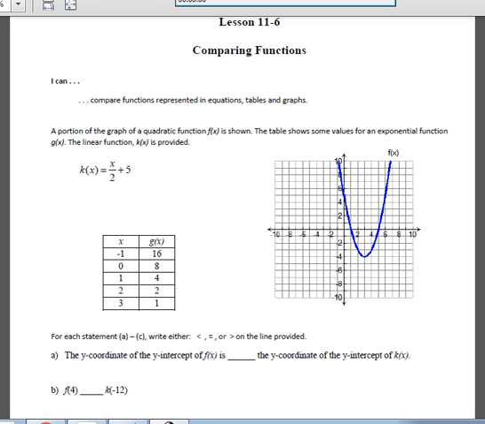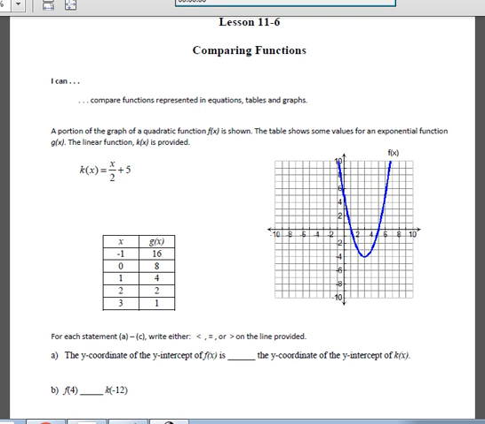Welcome to the video notes for lesson 10-6. I know it says 11-6 at the top. Cross it out, change it to 10-6 so you're not confused. This is a lesson about comparing functions beginning on page 35 in your notes packet. The learning target: I can compare functions represented in equations, tables, and graphs.